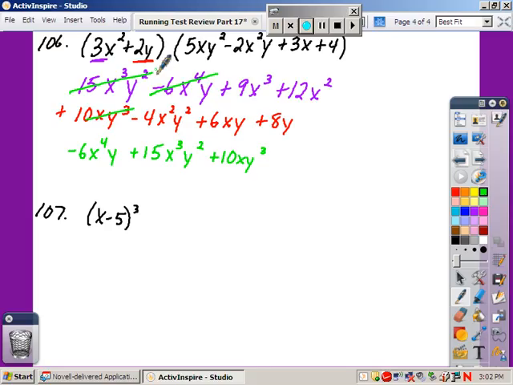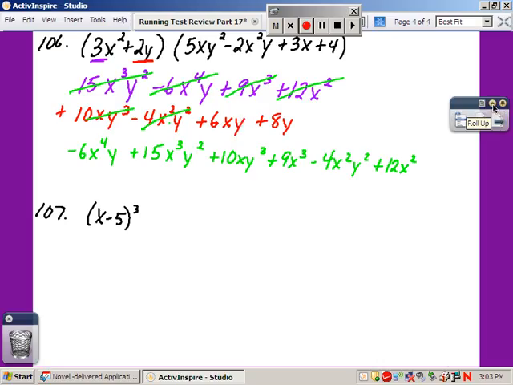Okay, then we have the 9x to the third, the last of our third degree things. Let's look at x squared. Here I have one with an x squared and a y squared, and this one has just an x squared. This one is clearly more complicated. So negative 4x squared y squared. Then I do plus 12x squared. This one is more complicated than this one.